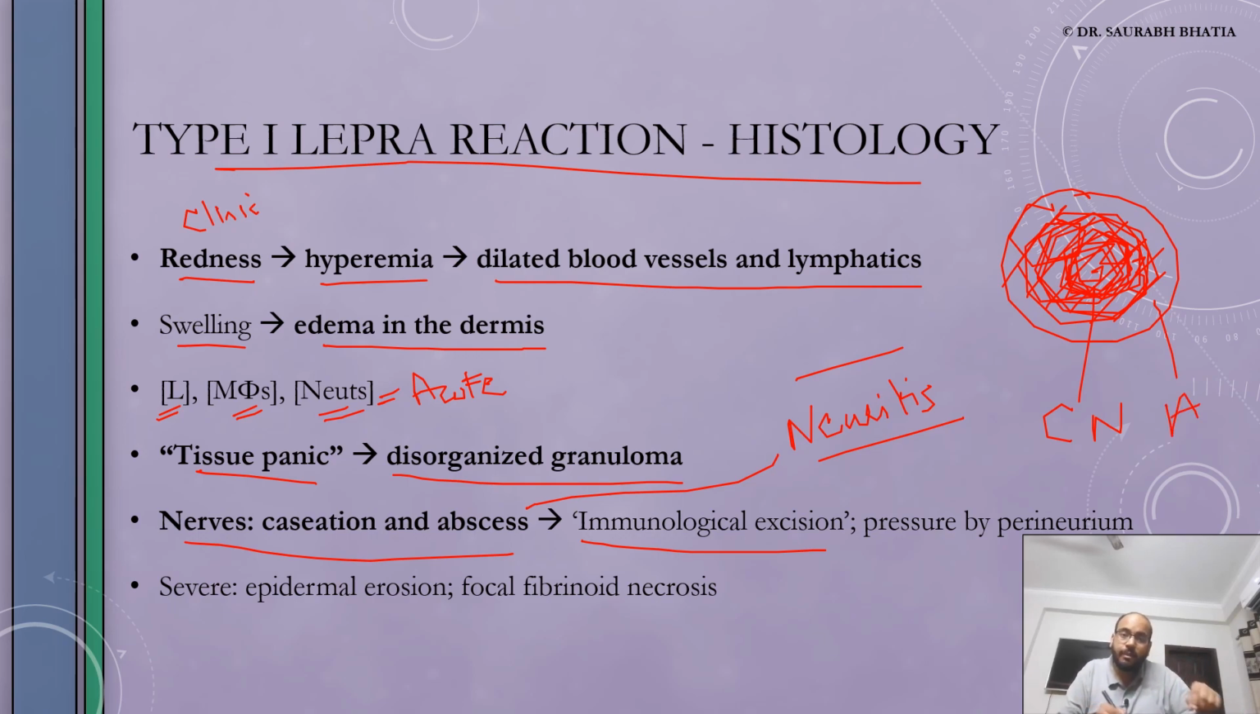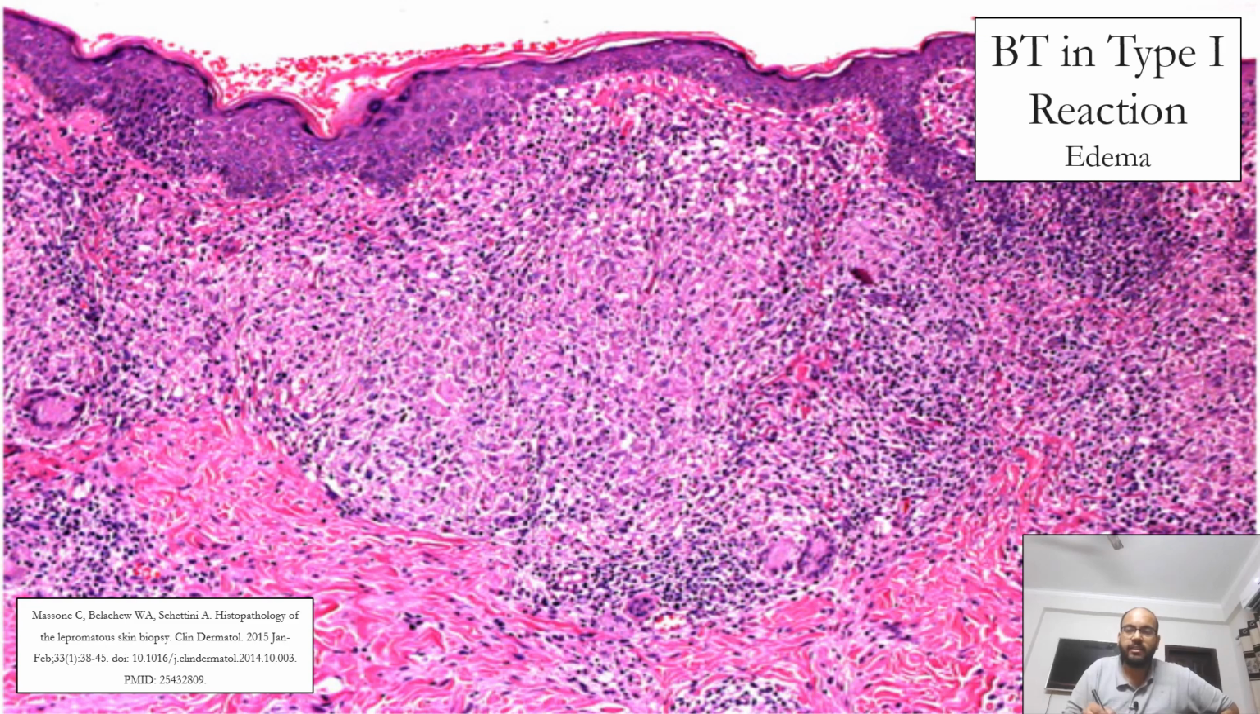Why abscess? Remember, neutrophils are there. And remember, wherever there are neutrophils, you will have pus formation, you will have abscess. In severe cases, epidermal erosion can be seen. And in fact, focal fibrinoid necrosis in the vessel wall can easily be seen. Look at this reaction. This is BP leprosy in type 1 reaction. Okay. So we see a large granuloma.